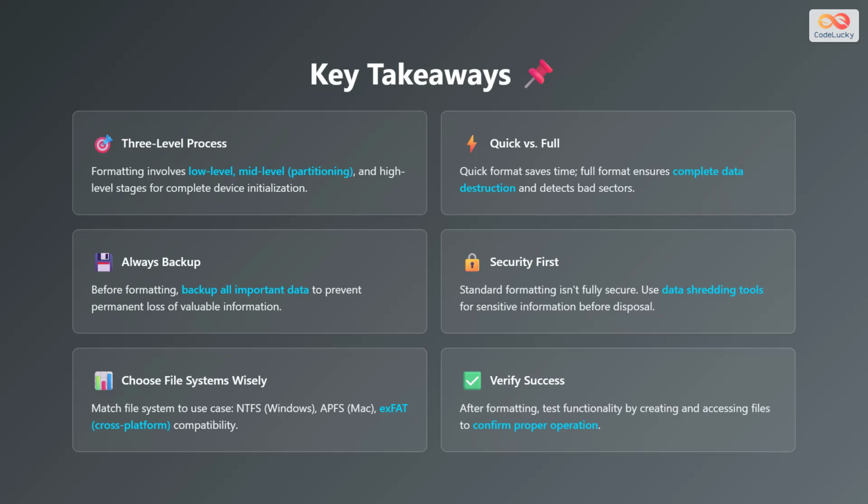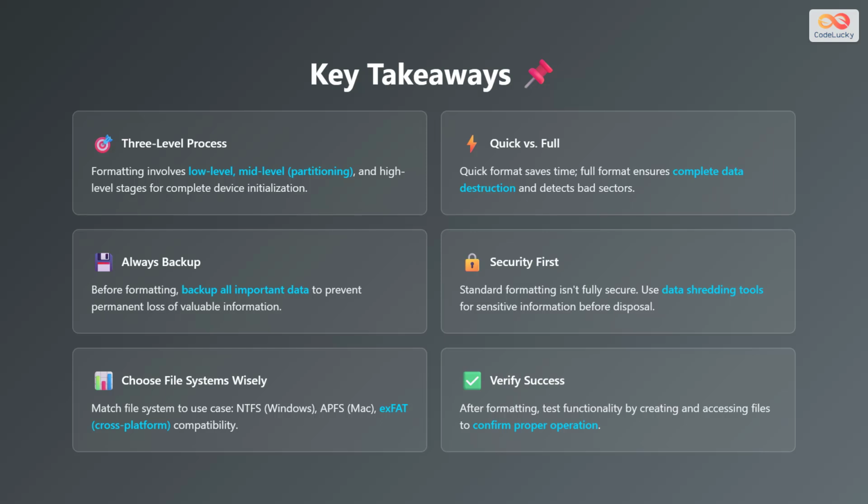Here are the essential points to remember about formatting. Formatting involves 3 levels: low-level physical formatting, mid-level partitioning, and high-level logical formatting. Quick format saves time, while full format ensures complete data destruction and detects bad sectors.